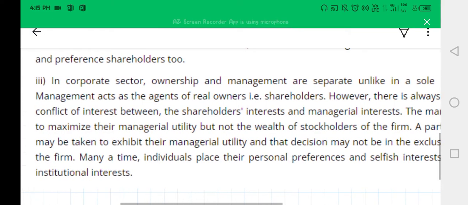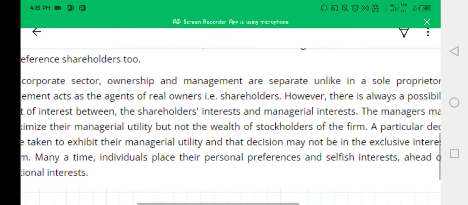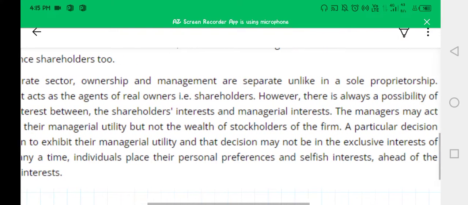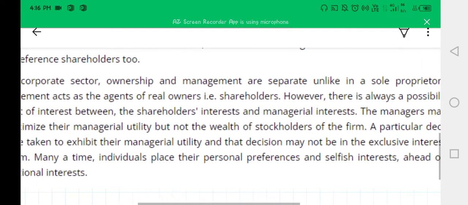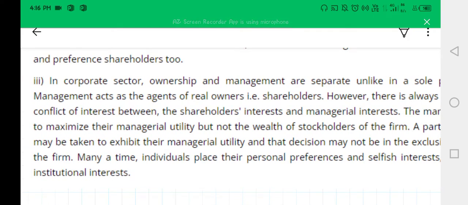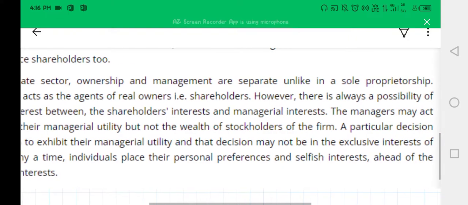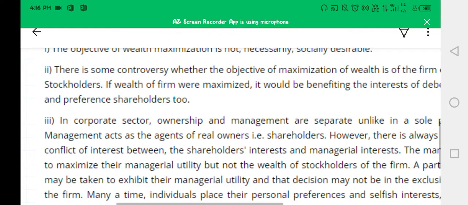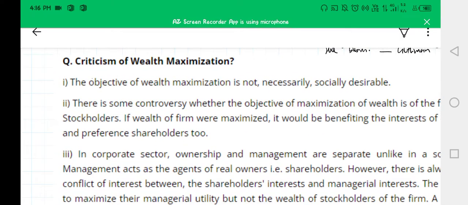The managers may act to maximize their managerial utility but not the wealth of stockholders of the firm. A particular decision may be taken to exhibit their managerial utility, and that decision may not be in the exclusive interest of the firm. Many a time individuals place their personal preferences and selfish interest ahead of the institutional interest. So what happens here? When we go for wealth maximization, the focus is basically on personal gains rather than the all-round gain, and it is not socially considered.